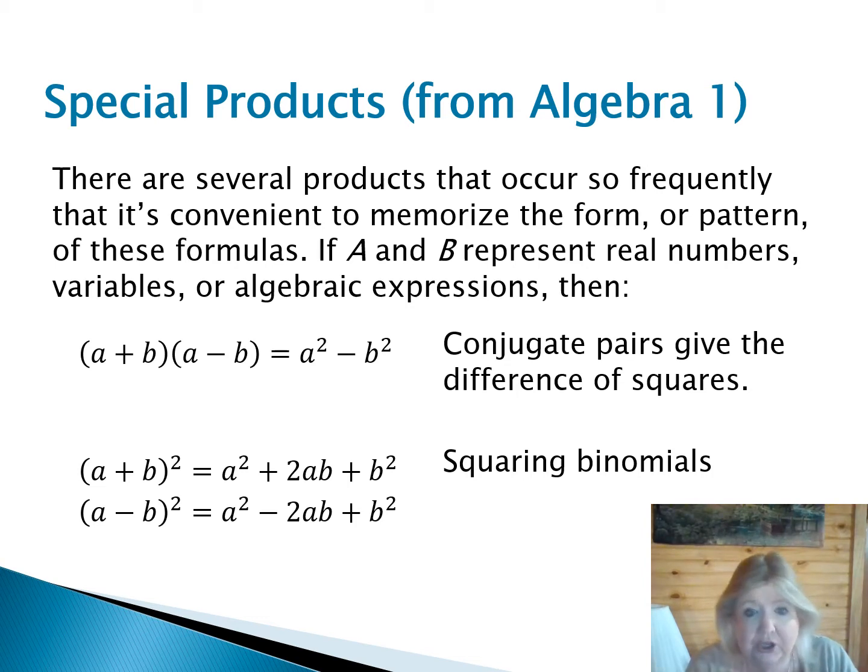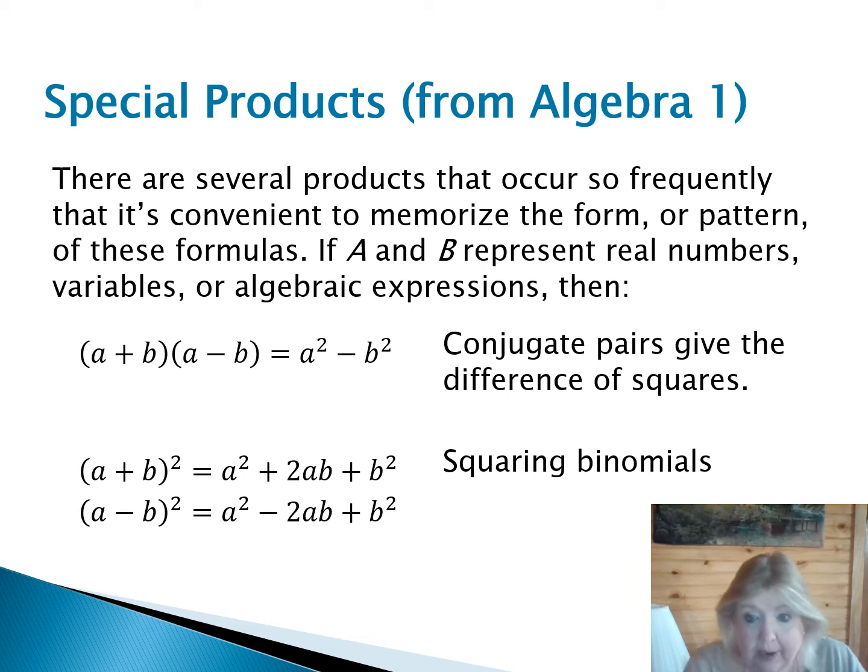First, conjugate pairs give the difference of squares. A plus B times A minus B. Same front term, same back term, different sign. One sum, one difference. Those are conjugate pairs. When you multiply them together, you get the difference of squares, A squared minus B squared. The outer and inner terms, positive AB and negative AB, will always be a 0.